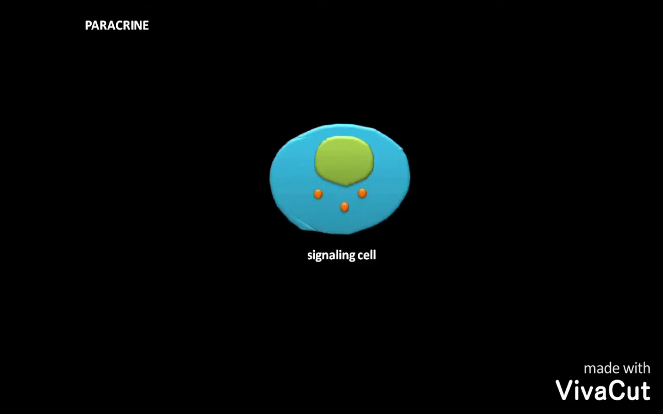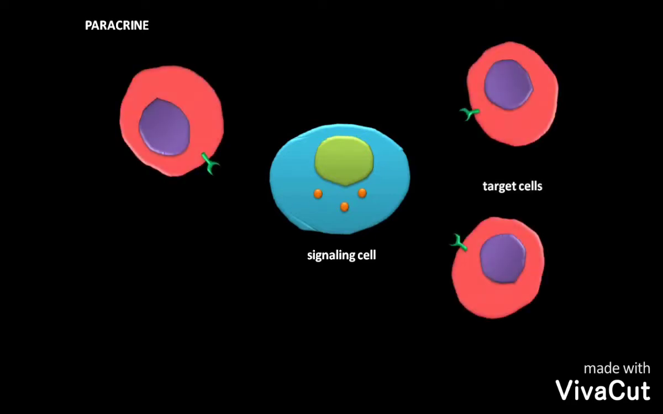Through this signaling, the cells communicate over short distances. In this case, the signaling cell is surrounded by many target cells. Here, the signaling cell and target cells are different. The signaling cell secretes signal molecules into the extracellular fluid. The secreted molecules bind to the receptors present on the target cell and act on them.